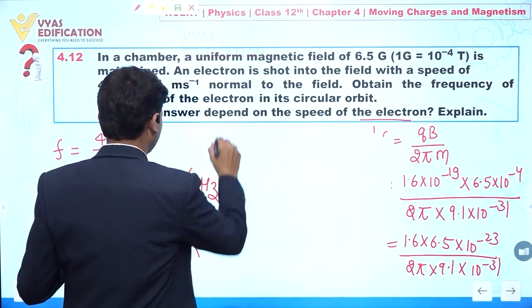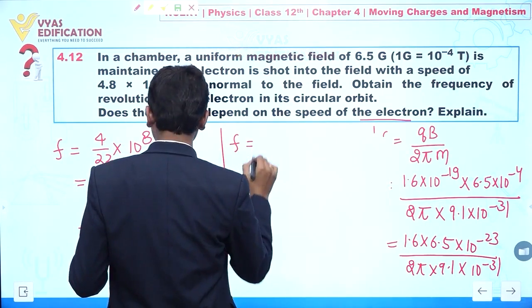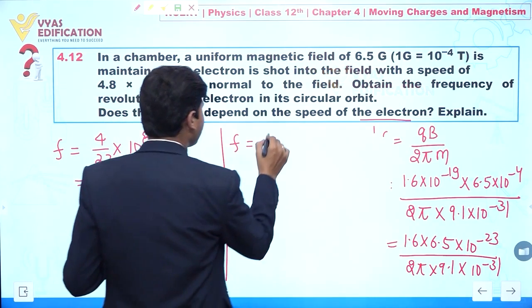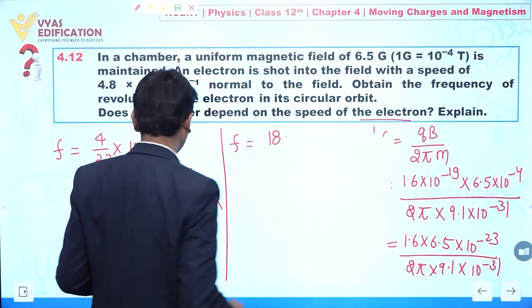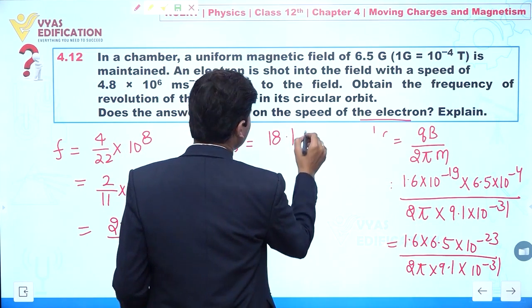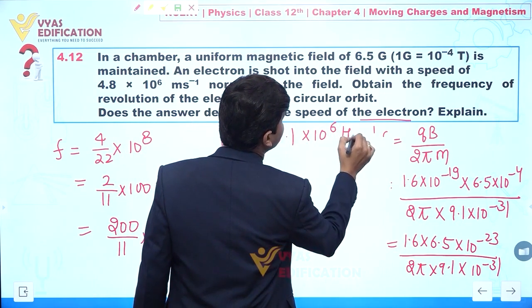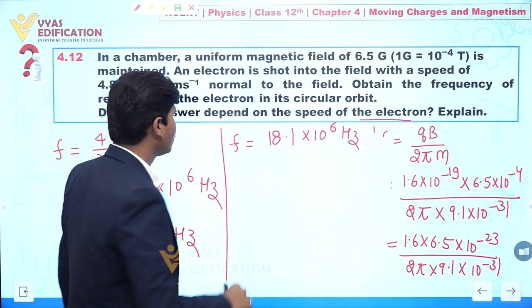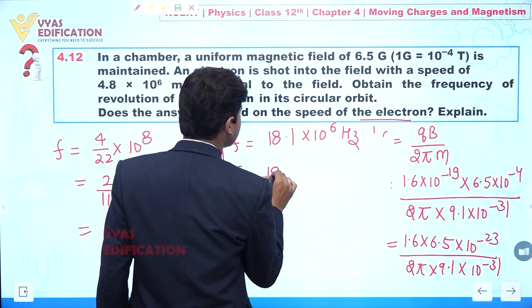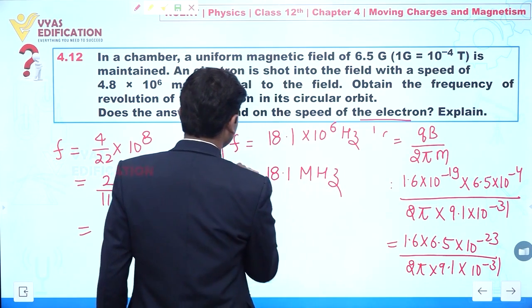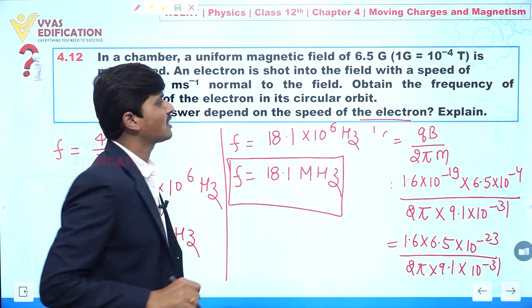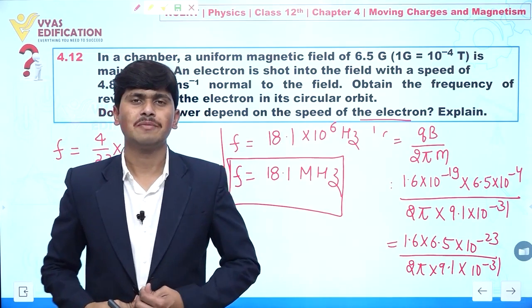Now the value of this frequency: we have 18, and 2 left, so this is 18.1 into 10 to the power 6 hertz, clear. So we can see the frequency value is approximately 18.1 megahertz, clear. So this is the answer of this question, clear to everyone. So this is all about this question.